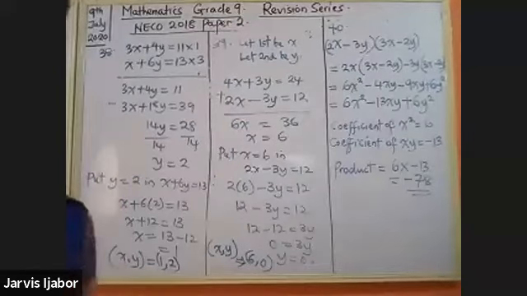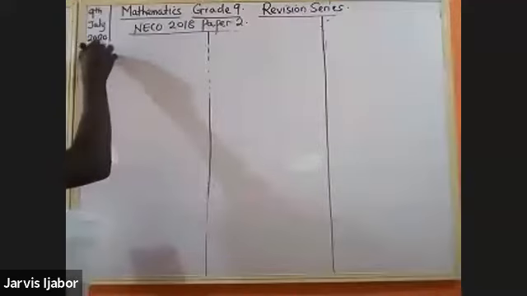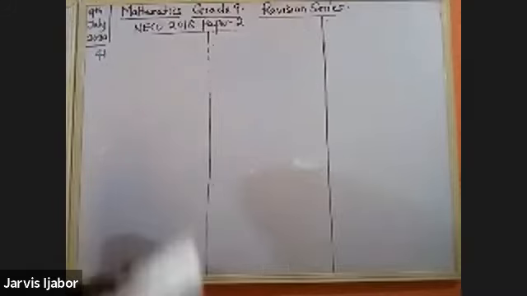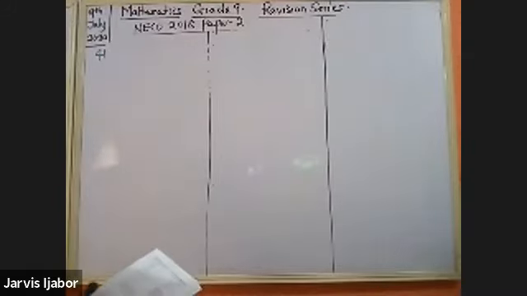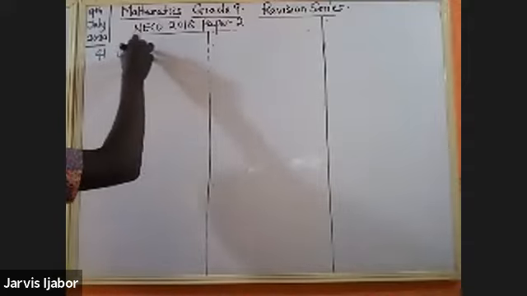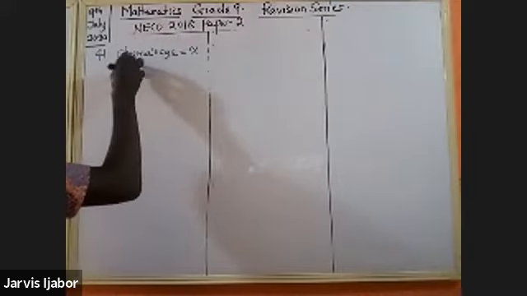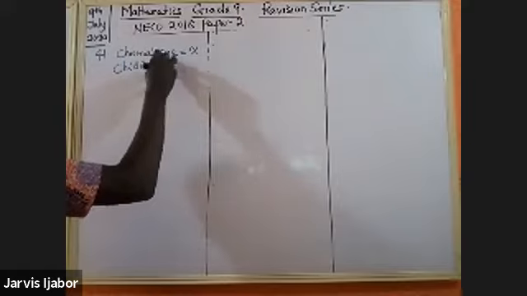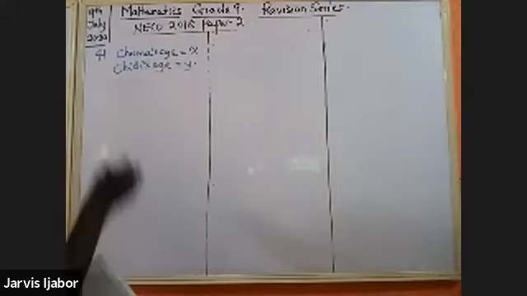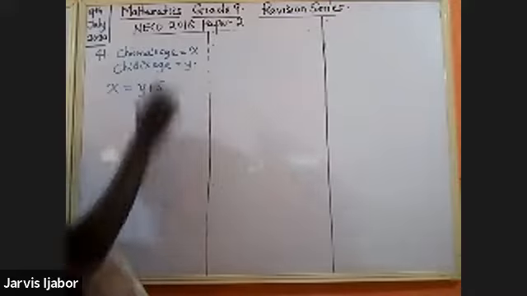So let me allow you settle. Let's look at question 41. Choma is older than Chidi by what? 5 years. Choma is older than Chidi. So let me take Choma's age to be x and Chidi's age to be y. Choma is older than Chidi by 5 years. It means that Choma's age is equal to Chidi's plus 5.